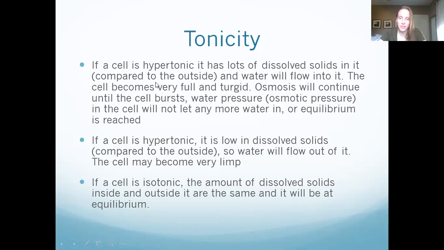Water will flow into it until it becomes turgid and could potentially eventually burst because of how much water is going into it. If the cell is hypertonic, that means it doesn't have very much dissolved solids, so water will flow out of it. This causes the cell to become really limp as it loses that turgidity. And then if a cell is isotonic, that means that the inside and outside have equal concentrations of dissolved solids.